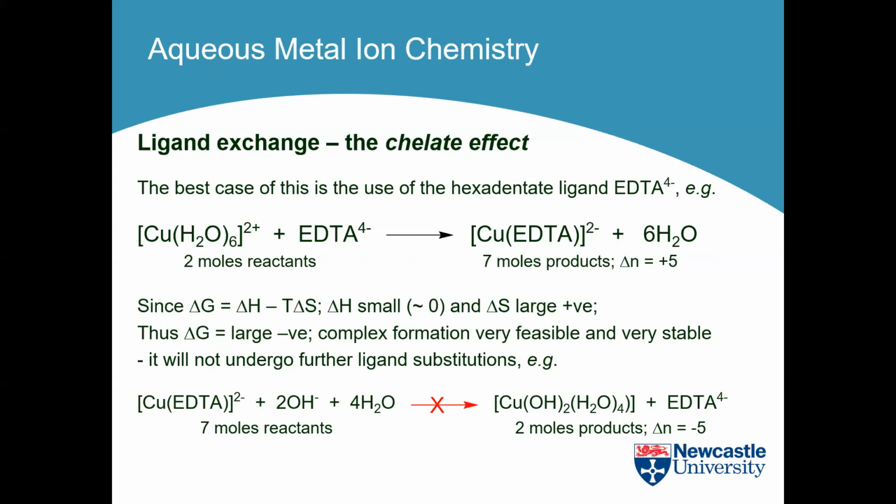Any transition metal ion with EDTA reacts quantitatively, and you can use that as a measure. You can do titrations with it and calculate precisely the amount of a transition metal ion in solution by doing what we call a complexometric titration.